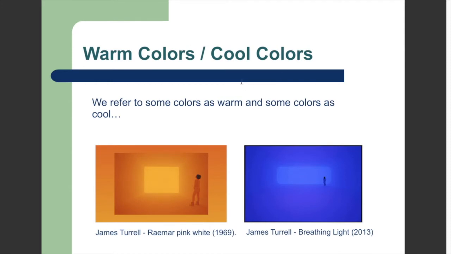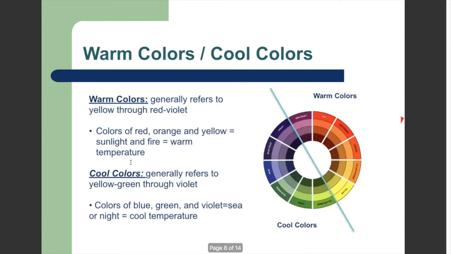Now let's talk about warm and cool colors. Okay, some colors are referred to as warm, and some colors are referred to as cool. In this case, which one would you say is a warm color? Probably this one. Which one would you say is a cool color? Probably this one. And why do you think that? Perhaps it's because things that we associate with coolness are this color, and things that we associate with warmness happen to be this color.